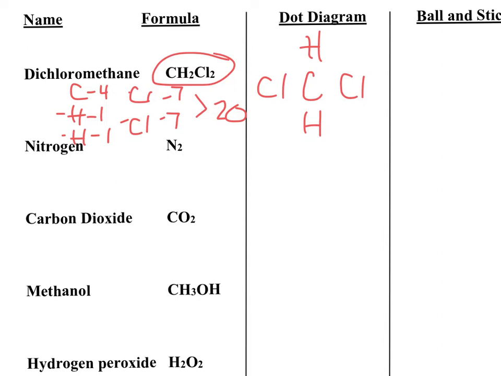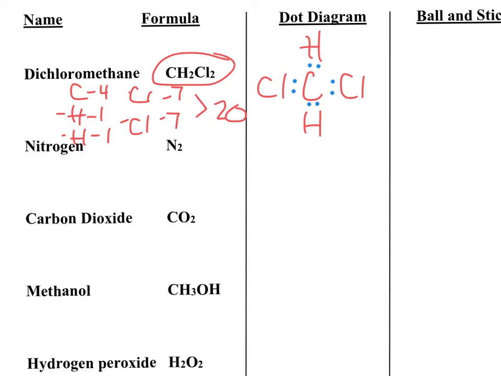All right, now that I have that, let's think about it. I need to use 20 electrons. I know each hydrogen is going to have a single bond, so my hydrogens are good. I know the chlorines are going to at least have to have a single bond to connect to the carbon. So my carbon's happy and my hydrogen's happy, and I've used 8 only. That leaves me 12 electrons left.